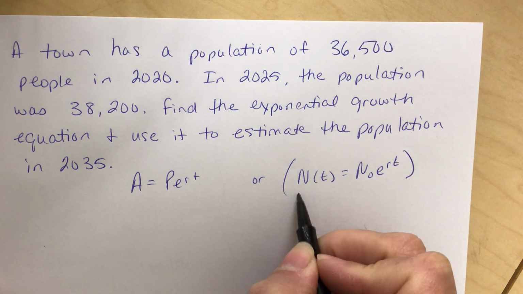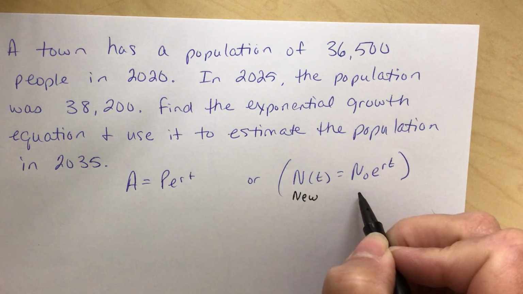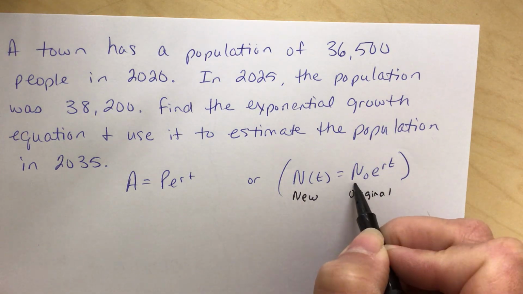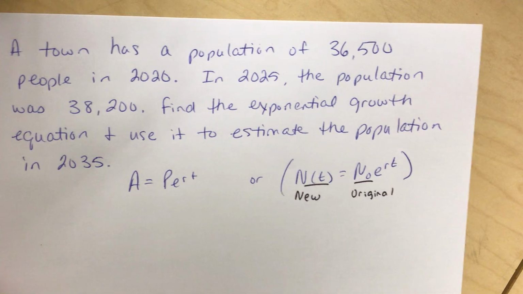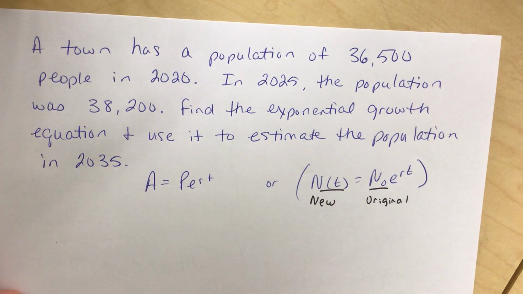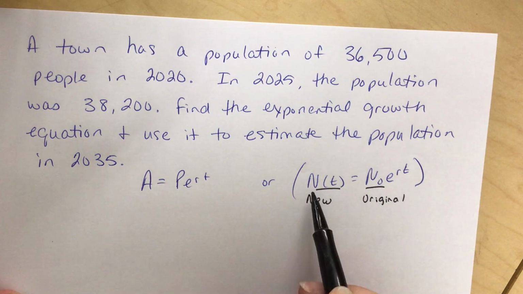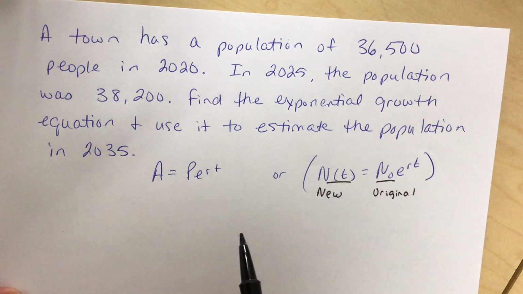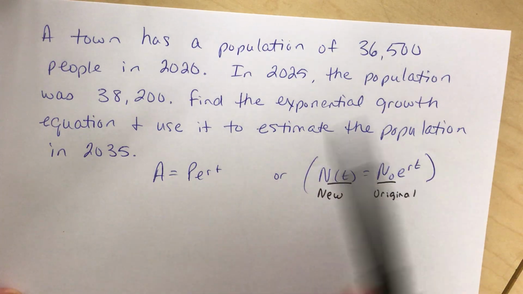This is just the new amount, and this is the original amount right there, that N sub o and N sub t. So it doesn't matter what variables they use. Sometimes if you're talking about bacteria, it'll be a B of t and B sub o. It doesn't matter, okay? So let's take our information, organize it here.